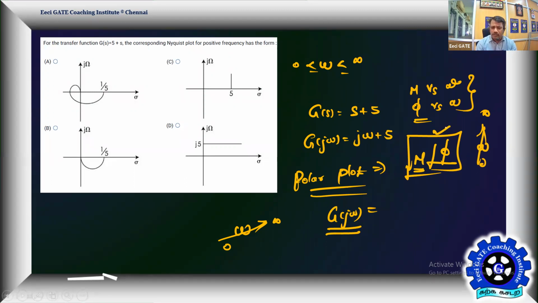So how to draw this polar plot using the magnitude and phase angle for any omega from 0 to infinity? First get the transfer function G of s of the system whose polar plot has to be drawn, then set s equal to j omega, then modify this into modulus of G of j omega and angle of G of j omega. That is nothing but the magnitude of the transfer function, and this is the phase angle of your transfer function. But already we got G of j omega.